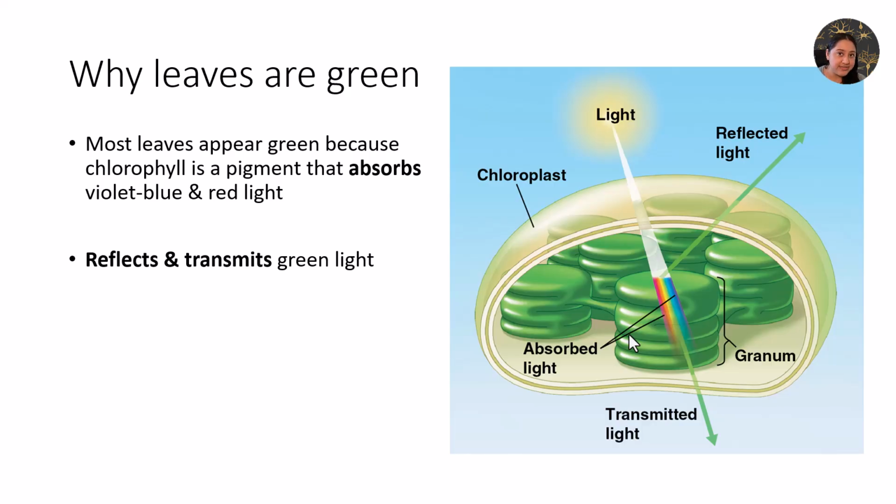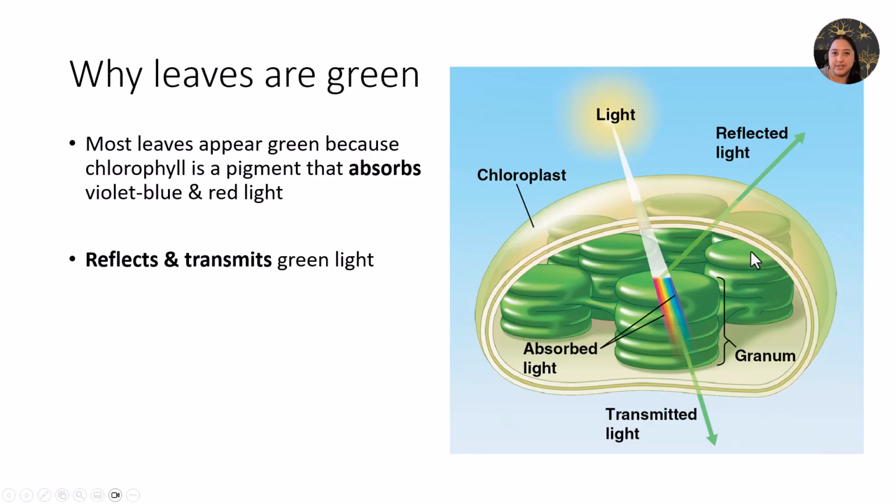And so that's why leaves are green. They get light from the sun that has all the wavelengths. Most leaves appear green because chlorophyll is a pigment that absorbs violet, blue, and red light, but it reflects and transmits green light. So it's kind of like absorbing everything else, and the green light is what gets reflected back or let through, so transmitted.